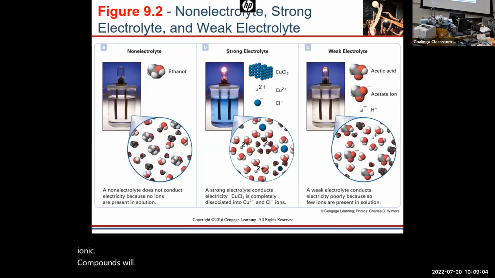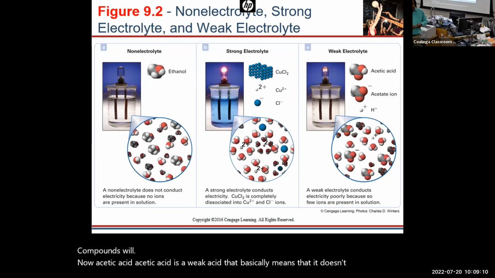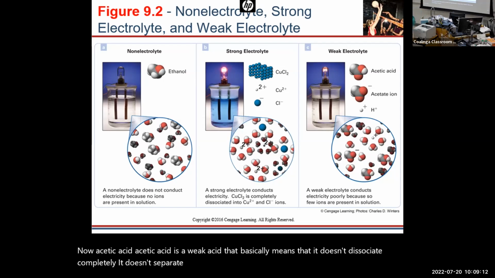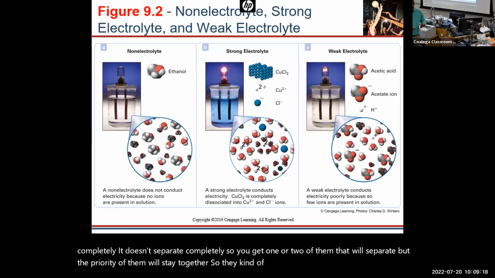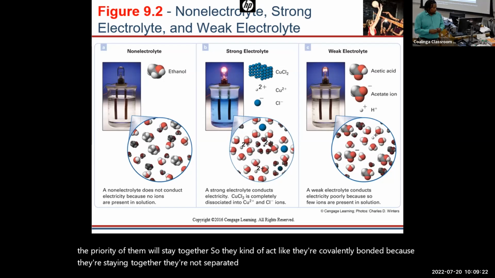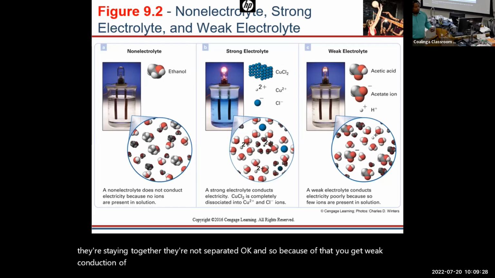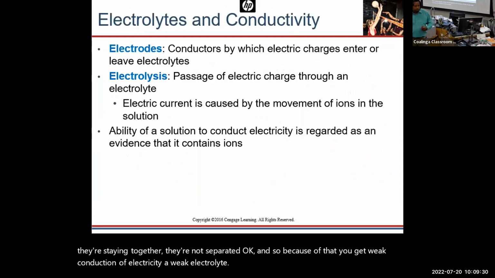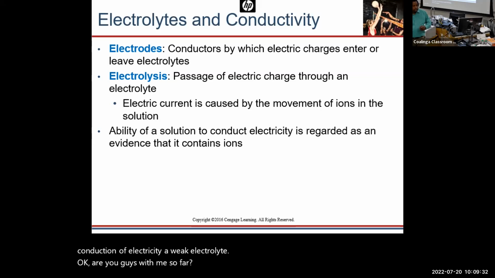Now, acetic acid is a weak acid. That basically means that it doesn't dissociate completely, it doesn't separate completely. So you get one or two of them that will separate, but the majority of them will stay together. They act like they're covalently bonded because they're not separated. Because of that, you get weak conduction of electricity, a weak electrolyte. Are you guys with me so far?